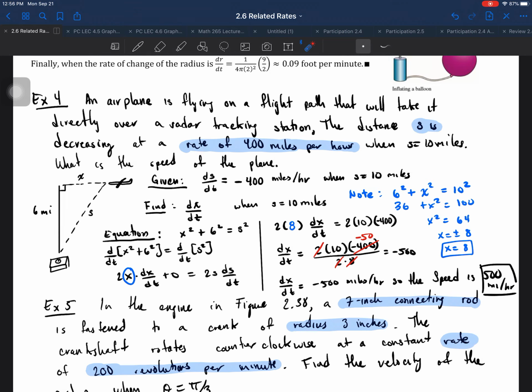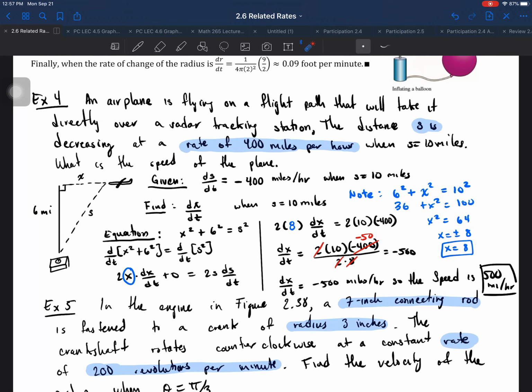And because it is a rate, we want to translate this mathematically. That is going to be ds over dt, the rate of s over time, which equals negative 400 miles per hour. Again, it's negative because the distance is decreasing. If you're flying away from the radar, there's an increase of distance, so that would be a positive rate. And this happens when s is 10 miles away, so that's the rate at which it is changing when s is 10 miles.